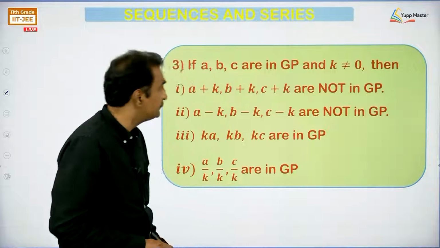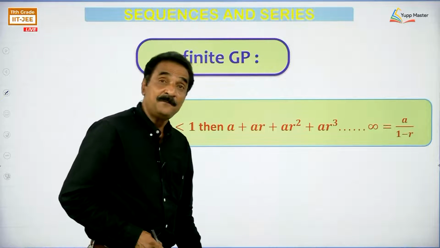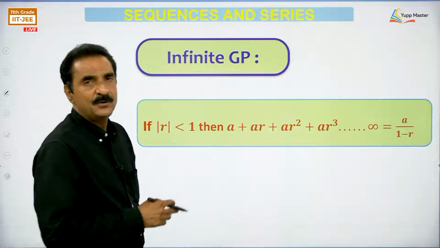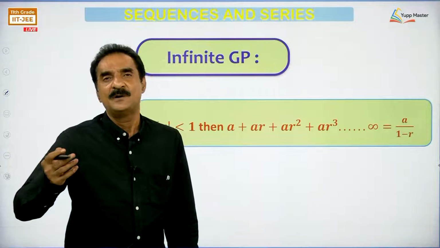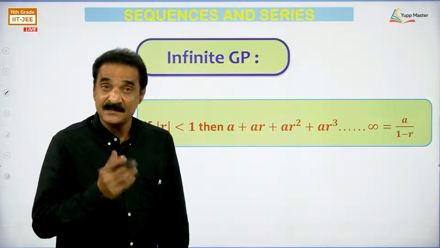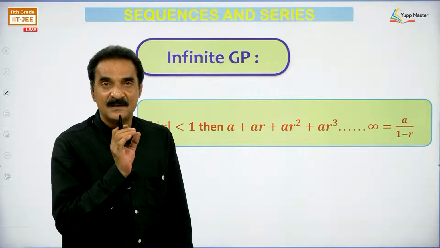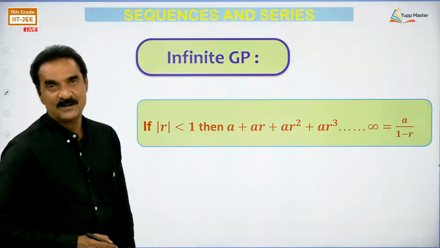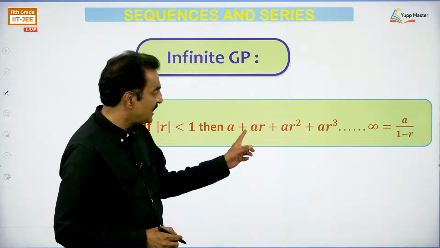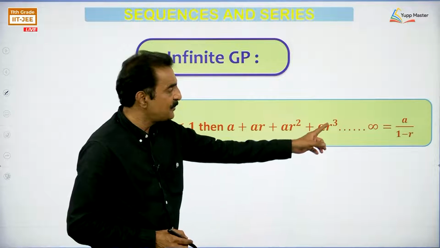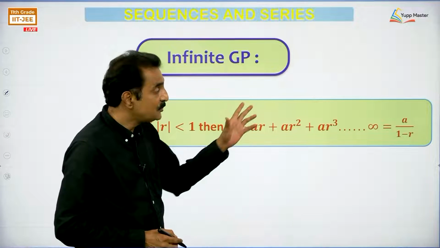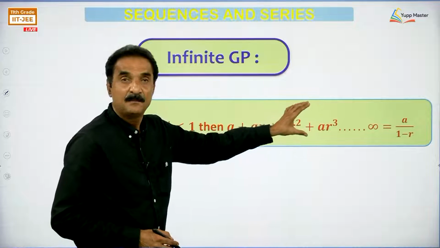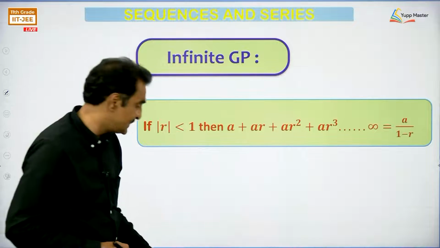And one more point, infinite GP. In case of AP, you cannot find the sum up to infinity, but in case of GP it is possible under certain restrictions. If mod r is less than 1, then A plus AR plus AR square and so on up to infinity is equal to A by 1 minus r. This is called infinite GP. But why is mod r less than 1? Let us discuss.